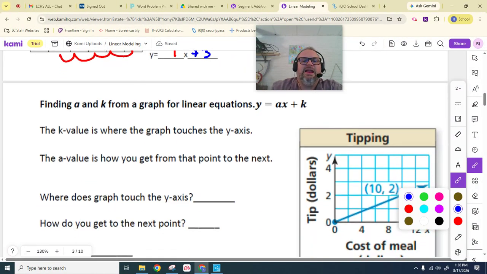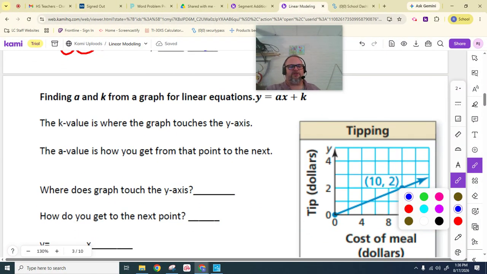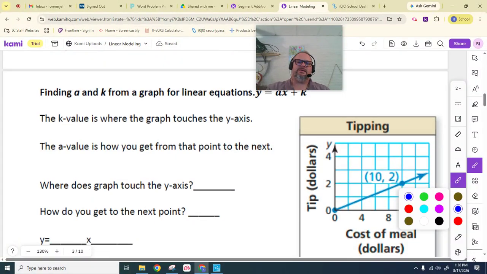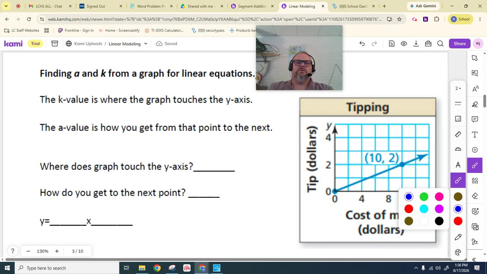All right, now we're going to be writing it from a graph. Okay, so now the k value is where the graph touches the y-axis. So we look right here. No. It touches here. So where does it touch right here? What's that value? 0.